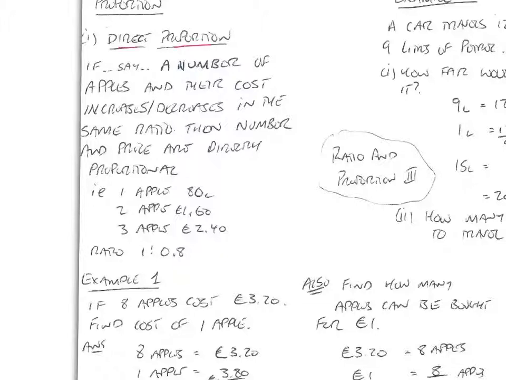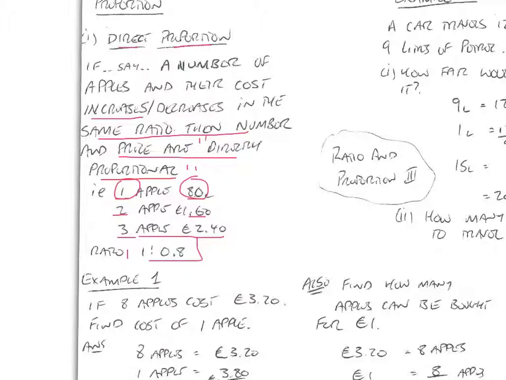Okay, so if for example we have a number of apples and their cost increases or decreases in the same ratio, then the number and the price are directly proportional. We would say that the price of the apples is reflected by how many apples you have, and if that increases in the same ratio, they're directly proportional. So, for example, if one apple is 80 cents, and the number of apples and the price are directly proportional, when you increase one you increase the other in the same ratio. 2 apples must be 2 times 80 is 160. 3 apples is 3 times 80 is 240. And the ratio of that would be 1 apple is to 0.8. Okay?